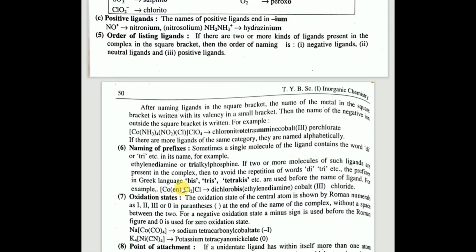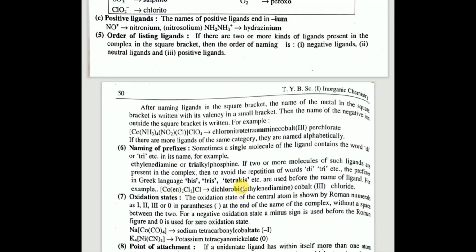See here, in this particular example, [Co(en)2Cl2]Cl. In this example, the ethylene diamine ligand has 2 molecules. Therefore, instead of writing diethylene diamine, we join the prefix bis for ethylene diamine. So when we write the IUPAC name, first write the negative ligands. There are 2 molecules of chlorine, dichloro. Then join the prefix bis because there are 2 molecules of ethylene diamine.